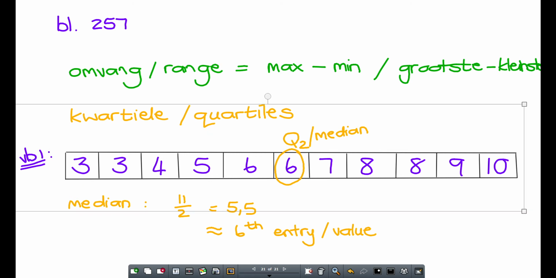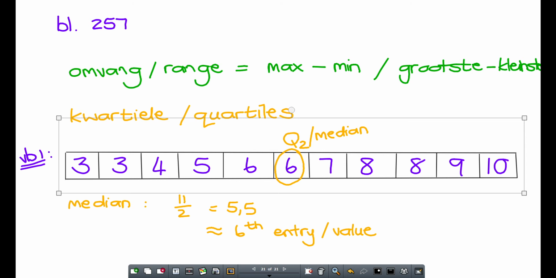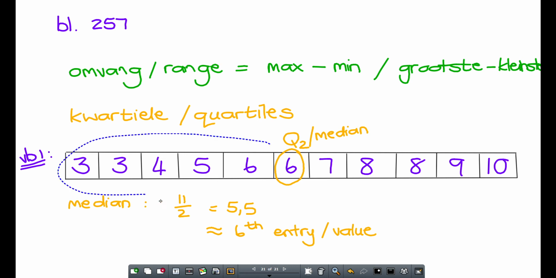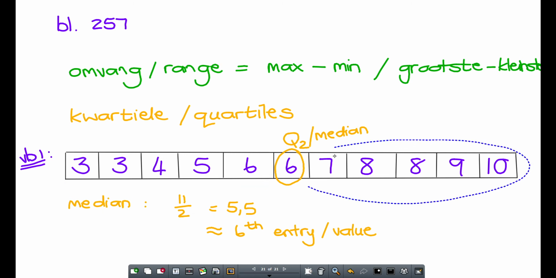Want dan gaan jy daai selfde 6 weer vir hierdie stel data ook wil gebruik. En dis nie regverdig nie. I can't give the same piece of chocolate to 2 different kids. Do you get that? So Q2 is already used. So I can't include that. I'm going to take half of this section. And I want half of that section.